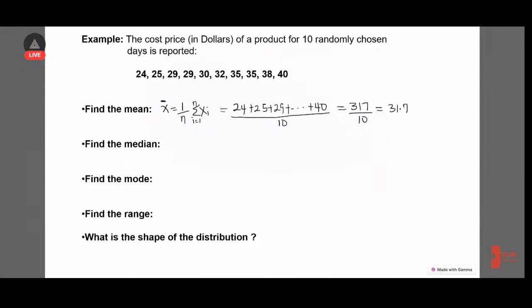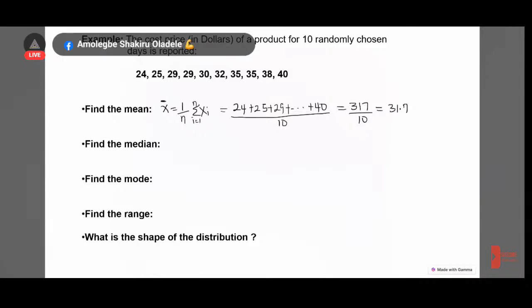The next one is find the median. Now, to find the median in this case, we need the middle value. If you look at this data set, we have an even number of values, which is 10. So the two middle values are going to be the 5th and the 6th value.